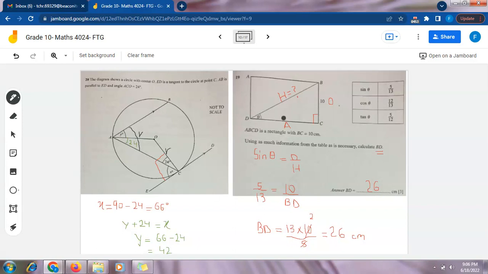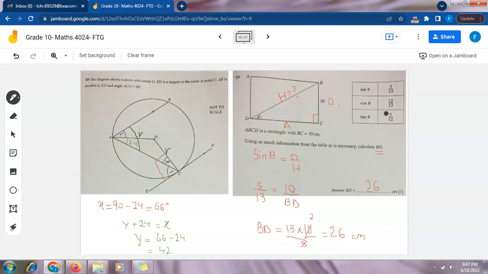In the next question we have a rectangle ABCD with BC equal to 10 centimeters. This side is given as 10 centimeters. And we have a table in which the value of sine theta, the value of cos theta, and the value of tangent theta, which are basically the trigonometric ratios, are given. The value of sine theta is 5 upon 13, the value of cos theta is 12 upon 13, the value of tan theta is 5 upon 12. So we have the three values.